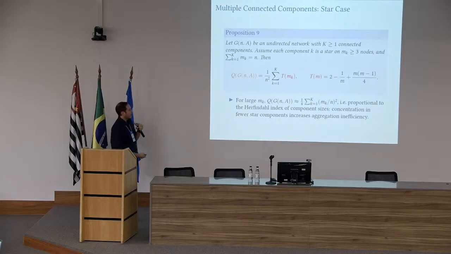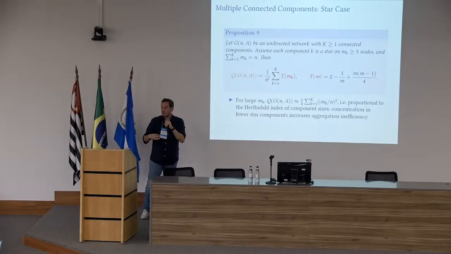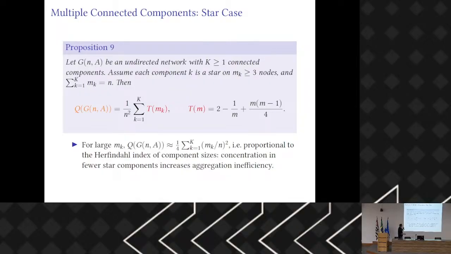I do the same here for the star case. I'm going to split into different components, in multiple components. Again, we're going to have capital K components. If you add up the nodes in each one of the components, you're going to restore small n. That's the size of the overall network. Now, the orange Q follows this term here, in which the red T is this T here.